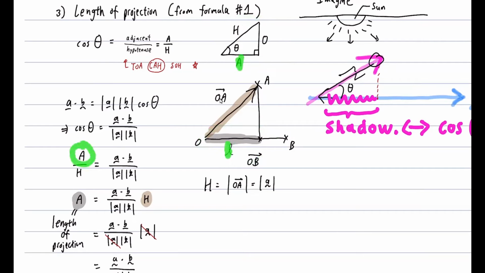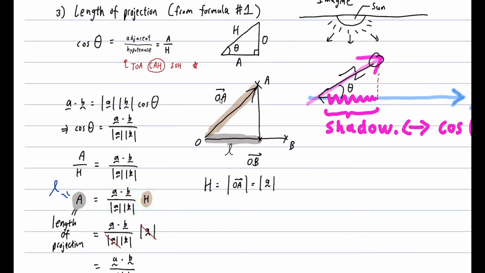So I can make A the subject, or rather the L. You can also call it L. So that means I just need to times the H over. Then I get A dot B divided by mod A mod B times H. This part okay? Times the H over, make A the subject.